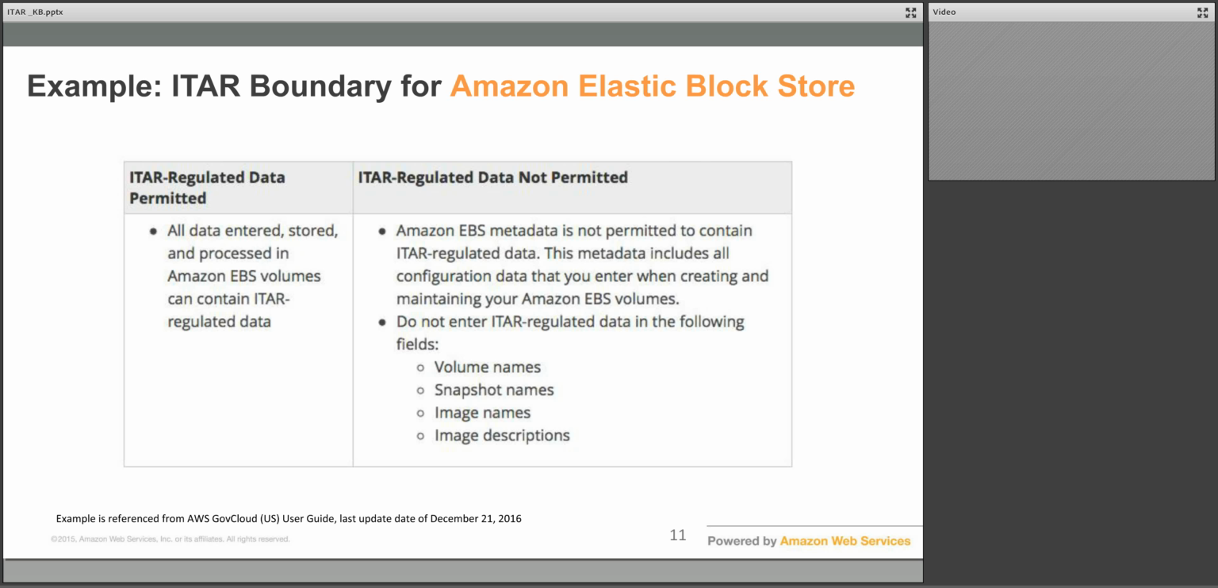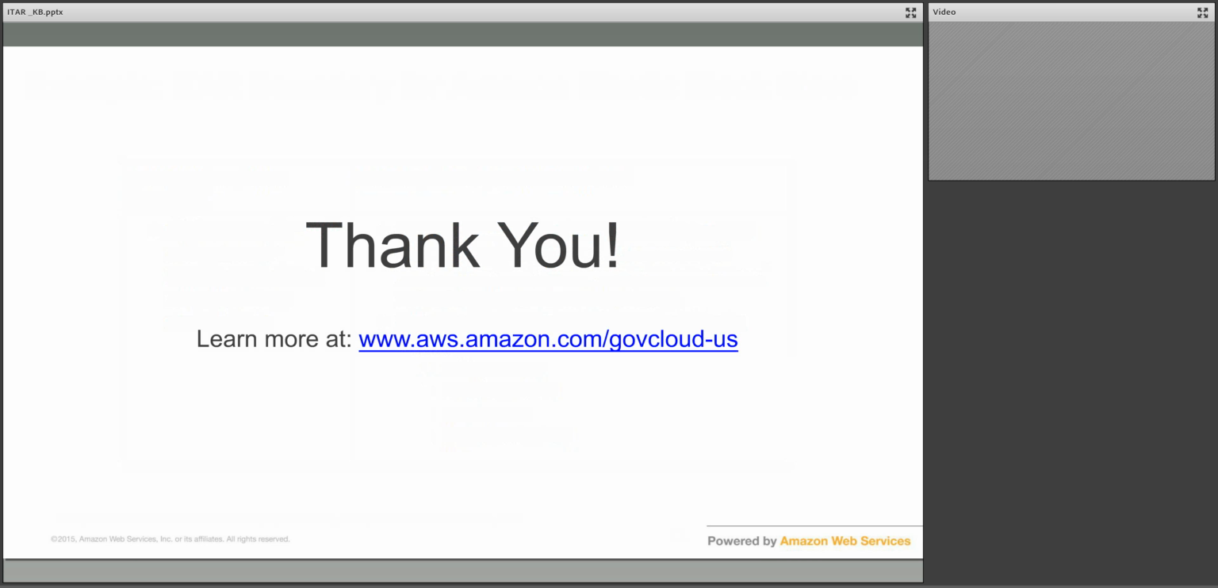As a reminder, an ITAR boundary exists for each service available in the GovCloud region, and details on the ITAR boundary for each service can be viewed in the AWS GovCloud User Guide. You can learn more about the AWS GovCloud region at www.aws.amazon.com/GovCloud-US. Thank you.